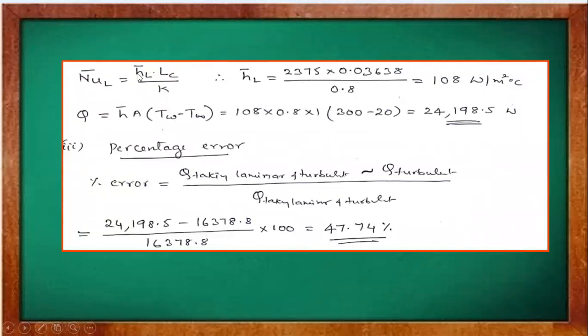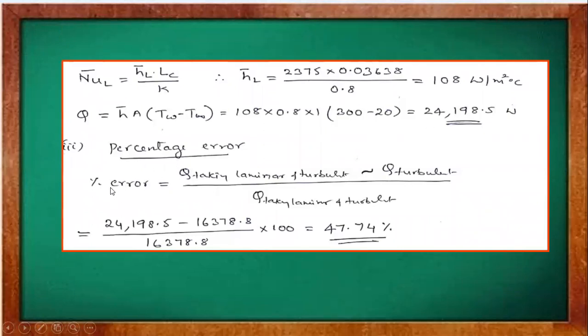So average Nusselt number is equal to h_L bar into Lc by k. So h_L bar is nothing but Nu_L bar into k by Lc. Substitute, and we'll get the h_L bar, that is the average heat transfer coefficient. Then you get the Q value as 24,198. So this you are approximating as turbulent from the entry.